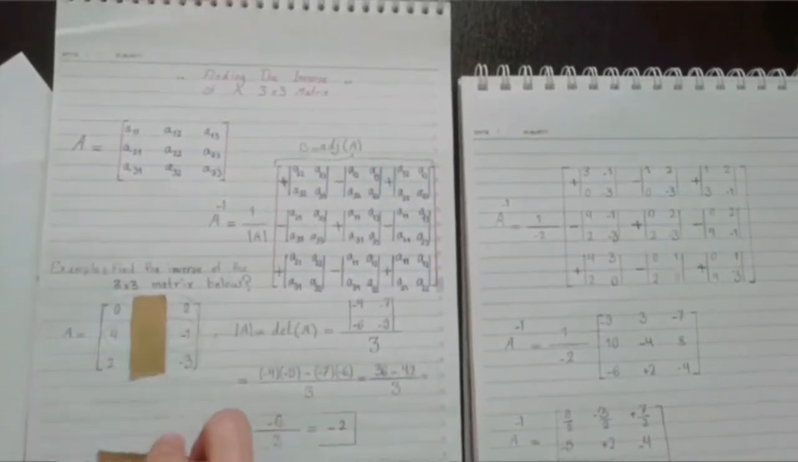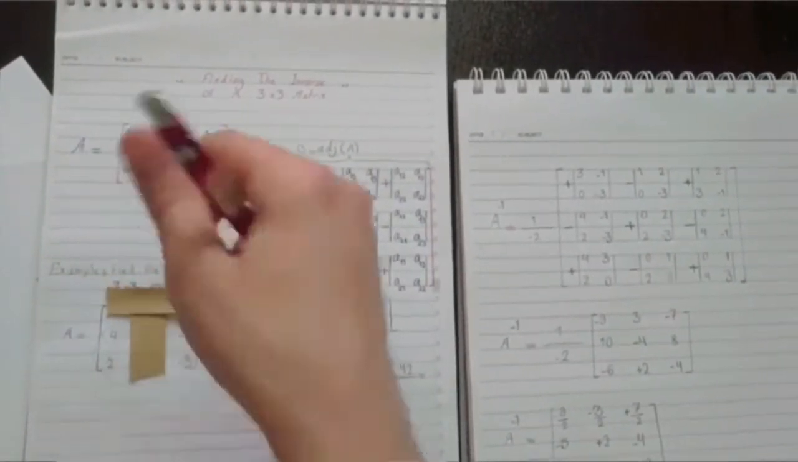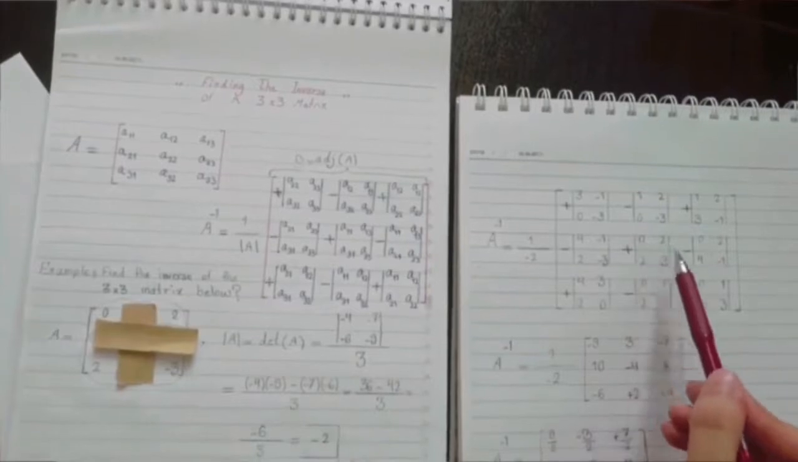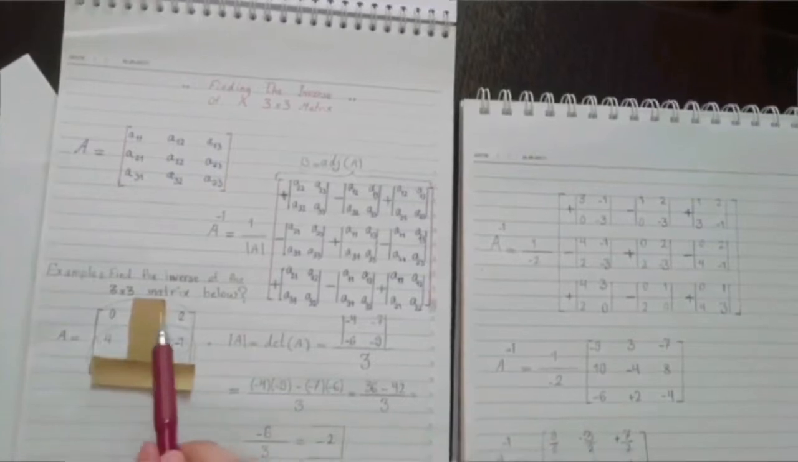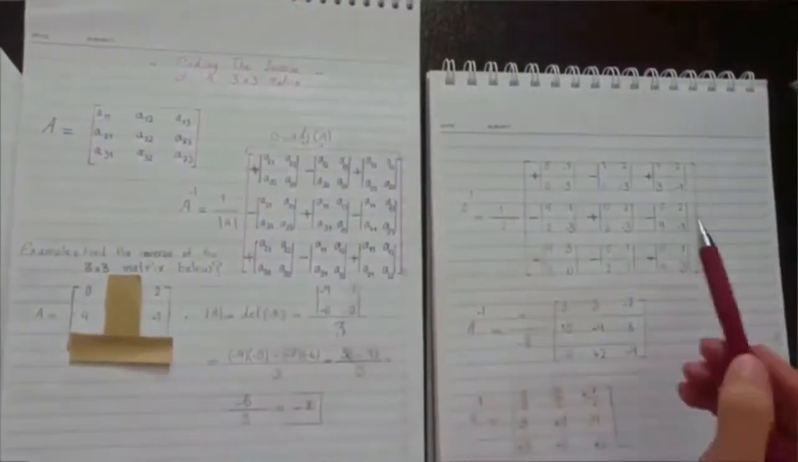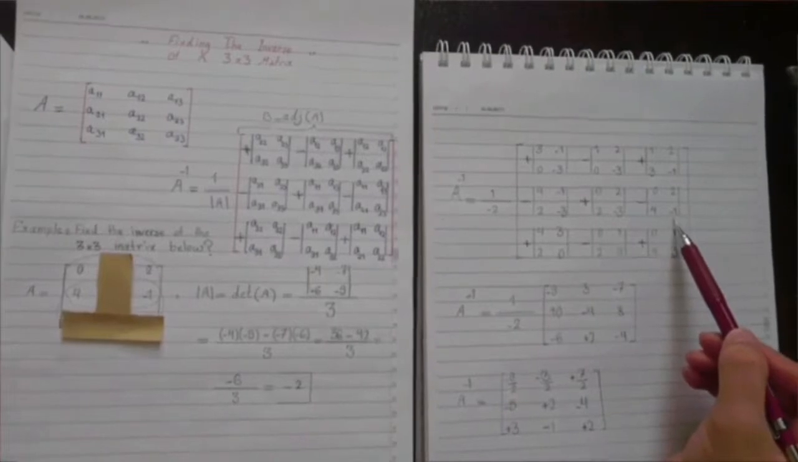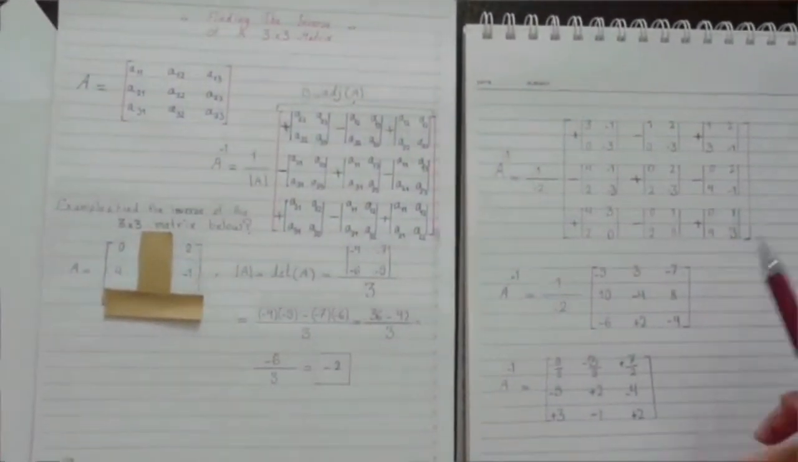And entry b sub 2,1 is equal to the determinant of the matrix ignoring the second column and the first row, which is 4, negative 1, 2, and negative 3, okay? And the next entry is going to be 0, 2, 2, negative 3. Okay, and the next entry, 0, 2, 4, and negative 1, okay?